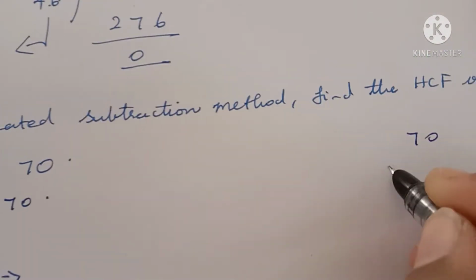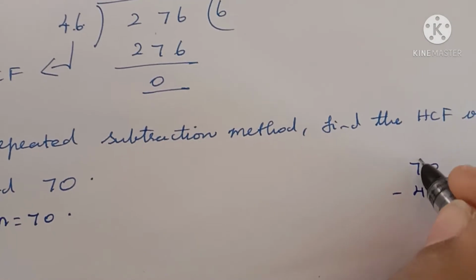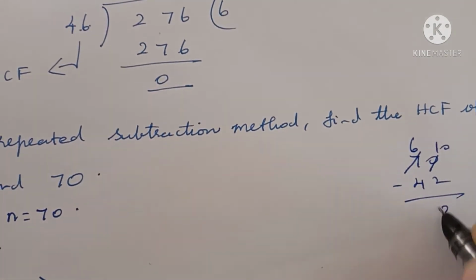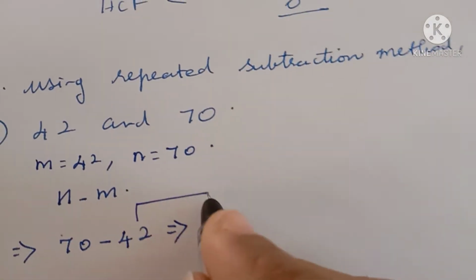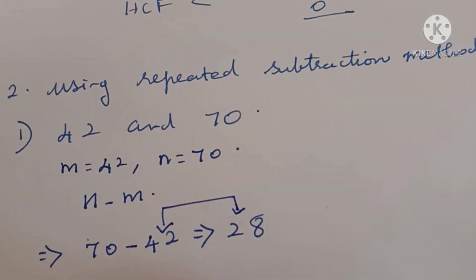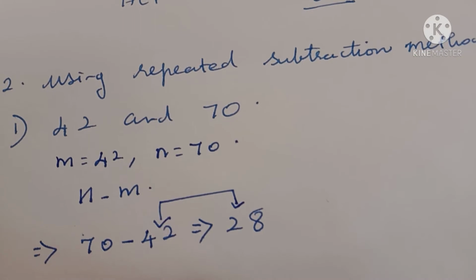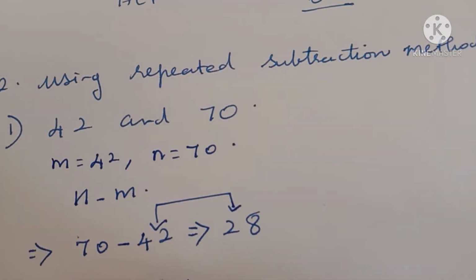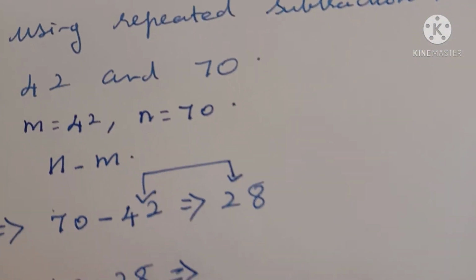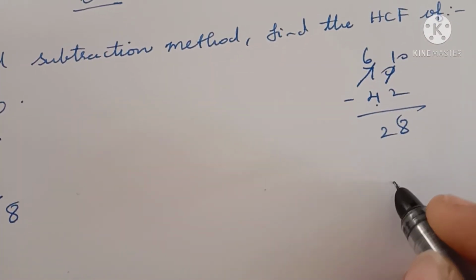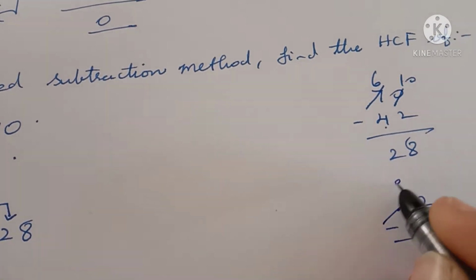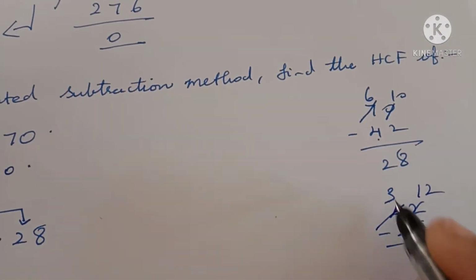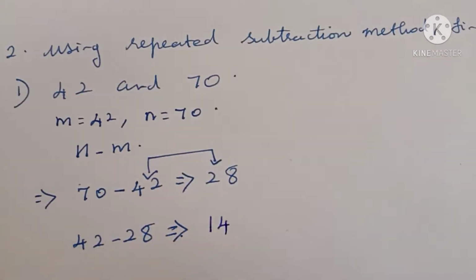So 70 minus 42. 10 minus 2 is 8. 6 minus 4 is 2. 28. Now take these 2 numbers: 42 minus 28. How to subtract the smaller number from the greater number. Therefore, 42 minus 28, which is equal to 14.